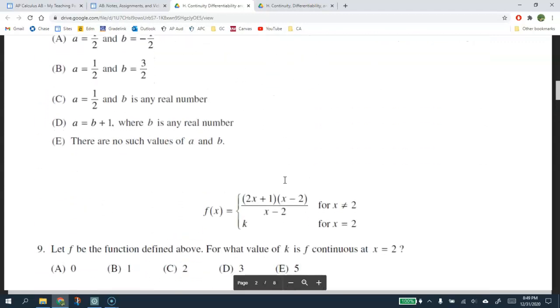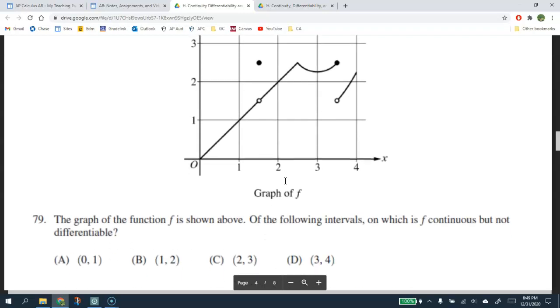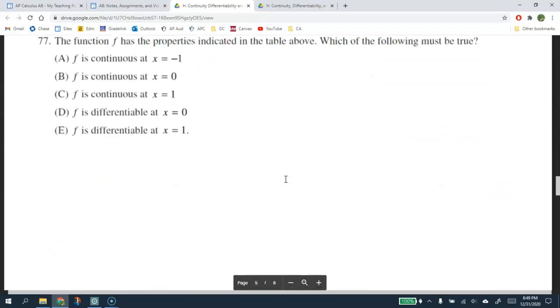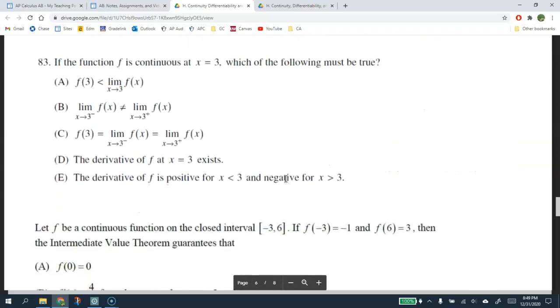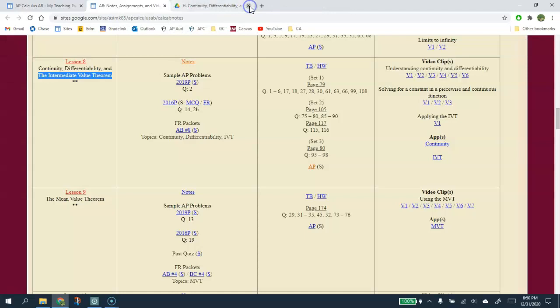But thankfully, the questions that they ask are generally quite straightforward, and it's usually the same kind of question that's asked pretty much every single year. So as I go through this topic, I'll be addressing some of these questions as well. Okay, so let's go ahead and get started.